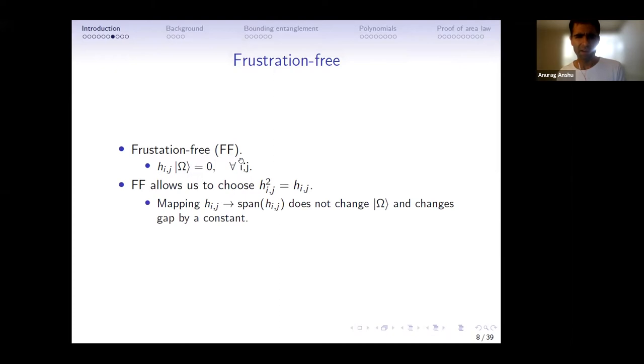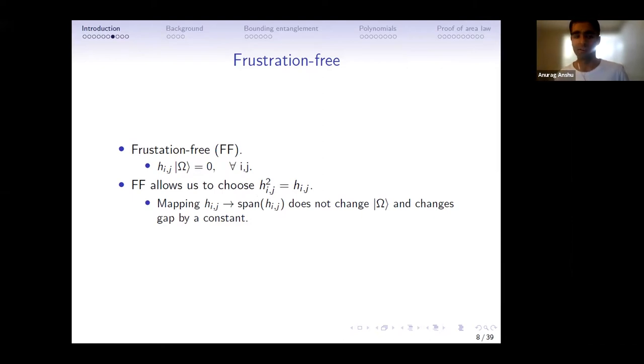One remark, it's somewhat technical, but it'll come up again in one future slide, an important slide. It is that the frustration-free assumption allows us to assume that these H_ij are projectors. That is, they either give zero on any eigenstate or give one. They don't give any value in between.